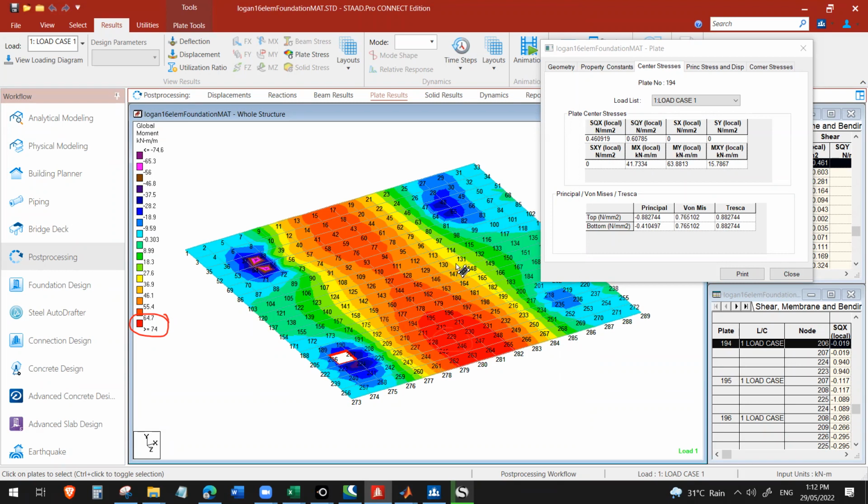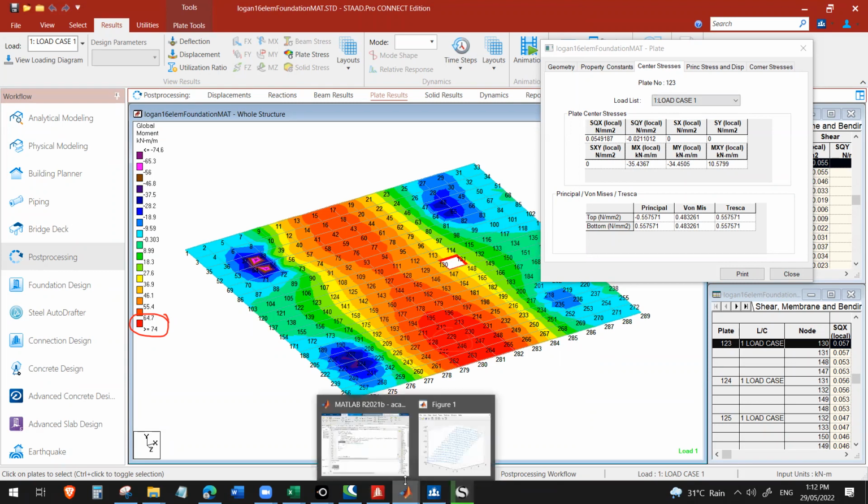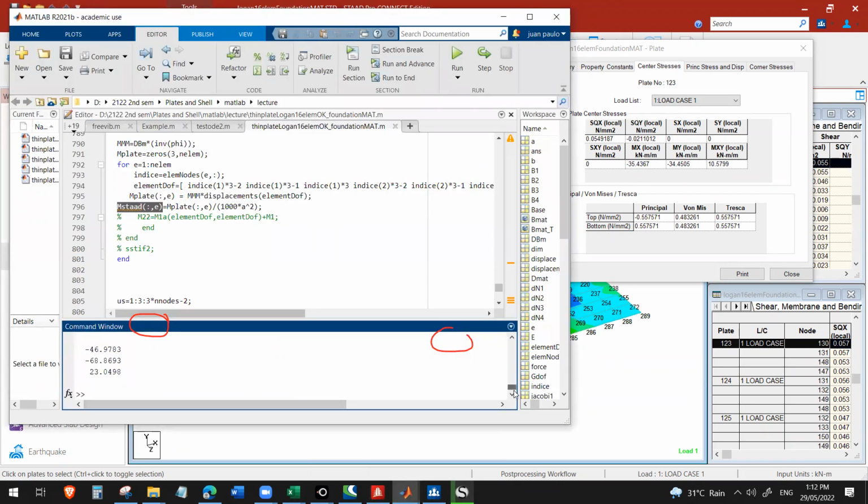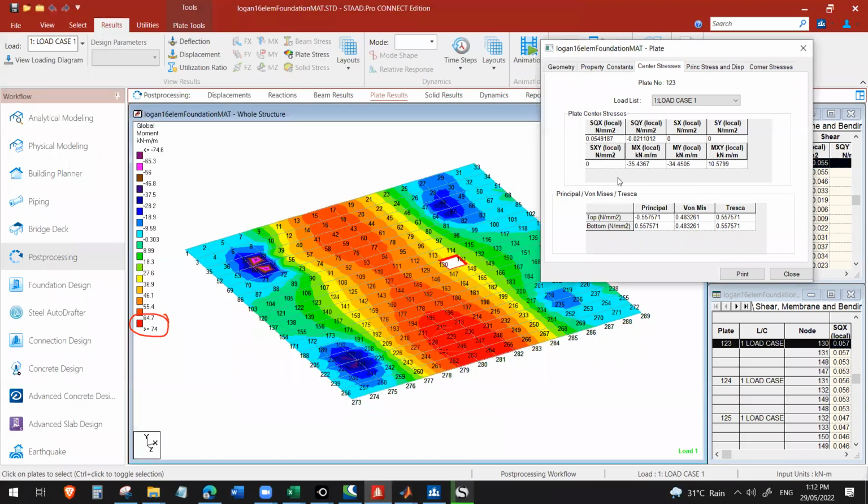Siguro itong nasa gitna. Yan. 2, 1, 2, 3. Okay. Yes. 1, 2, 3. Yeah. So that is 34 and 37. STAAD gets 35, 34. Almost the same pa rin, no? Okay. So, yeah. So that's it. Do you have questions?